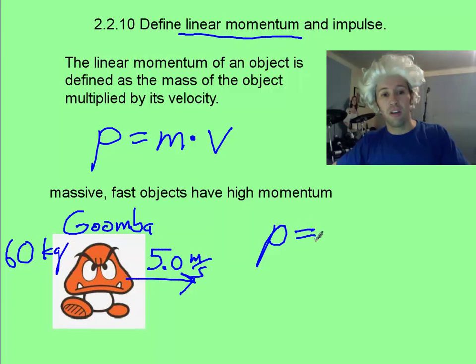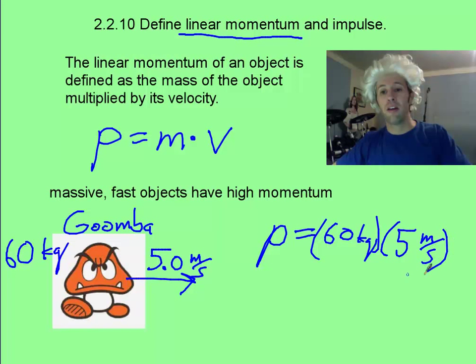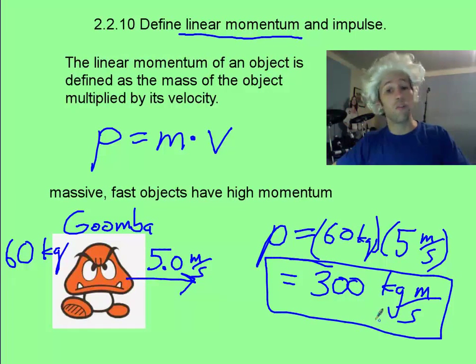Clearly, it's just going to be 60 kg times your velocity. Now the units: this will turn out to be 300 kilogram meters per second. The end. There is no special unit for momentum. It literally is a kilogram meter per second.